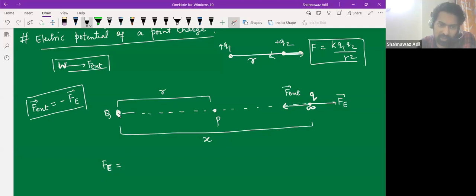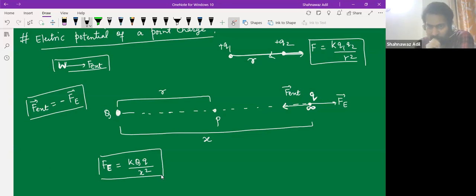So this would be charge Q, this is Q, so that would be KQQ by this separation X, so X square. Is this clear, guys? Good.